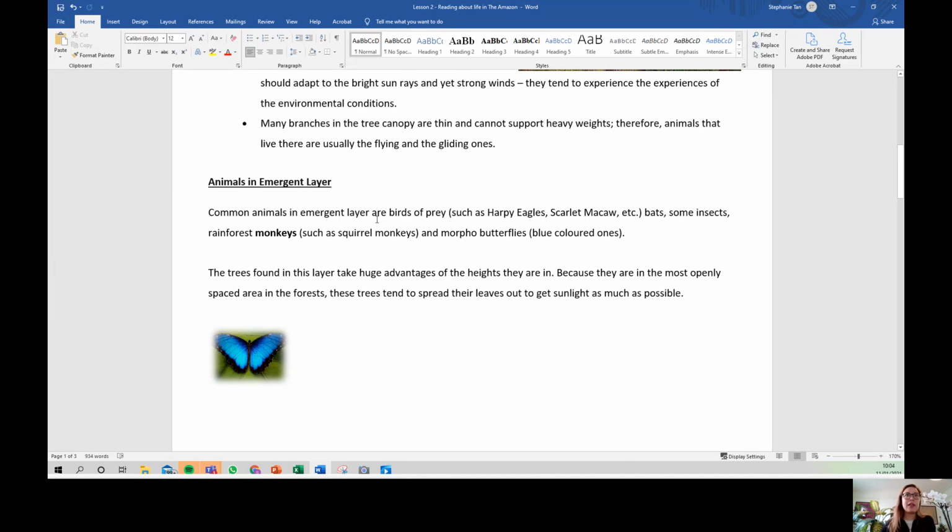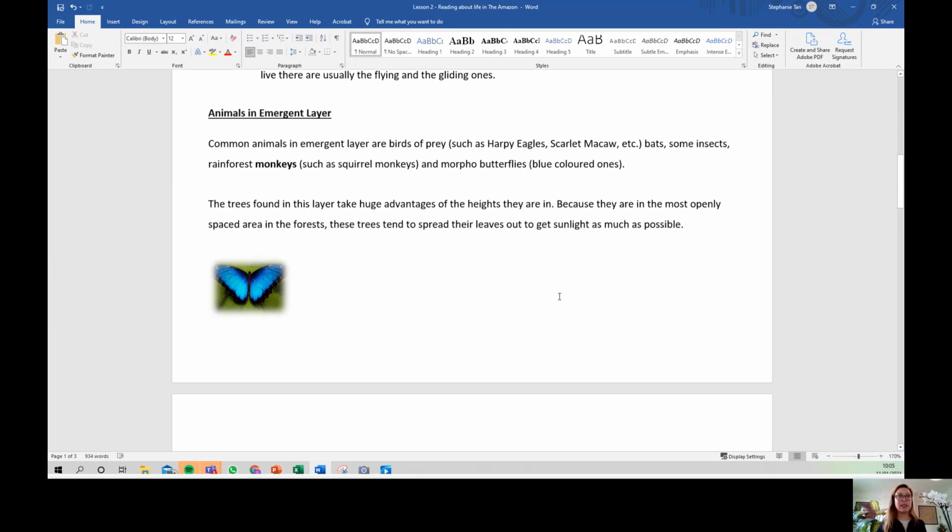Common animals in the emergent layer are birds of prey, such as harpy eagles, scarlet macaw, bats, insects, or rainforest monkeys, such as squirrel monkeys, and morpho butterflies. So I think this is a morpho butterfly, the blue colored ones. The trees found in this layer take huge advantage of the heights they're in. Because they're in the mostly open spaced areas of the rainforest, these trees tend to spread their leaves out as much as possible to get as much sunlight as possible.